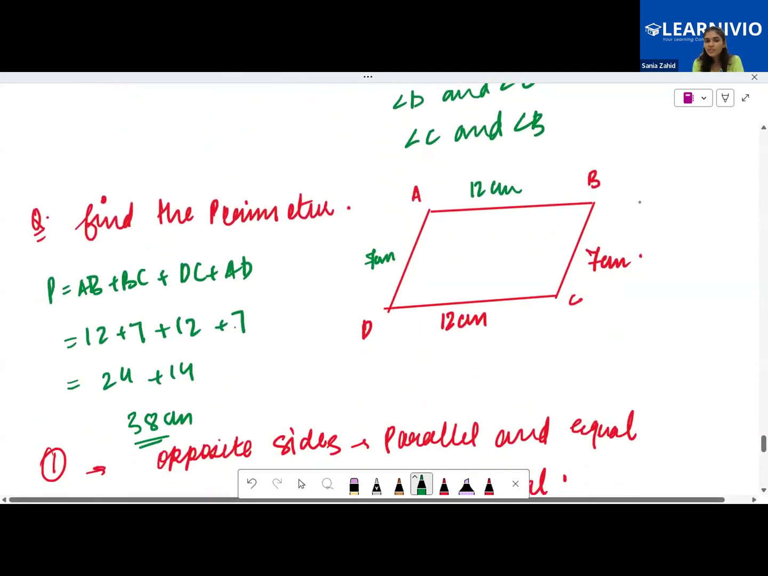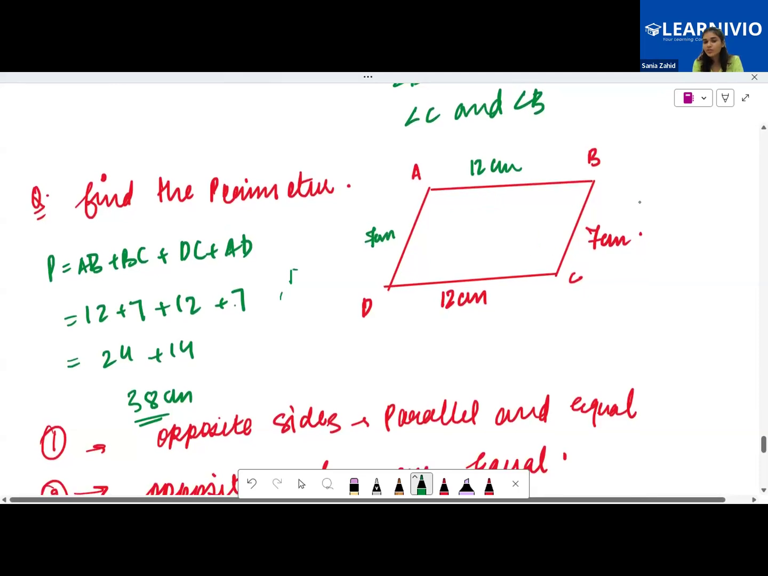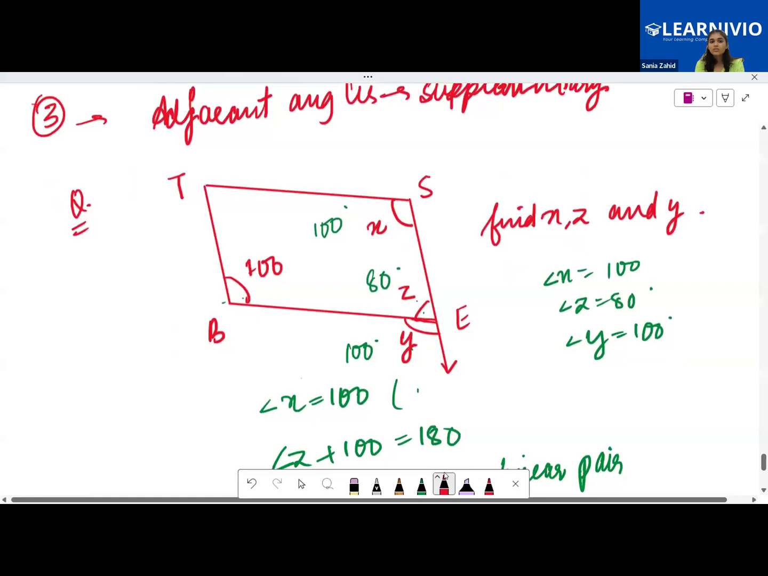Then we did one question which says that you have to find the perimeter of this figure. I gave you this question. Only this was given to us. Now, Amar, tell me, if DC is 12 centimeter, what will AB be? 12 centimeter. Yes, it will be 12 only because opposite sides are equal and parallel. If BC is 7 centimeter, what will AD be? 7 centimeter. So you can add all of them and find the perimeter very easily. These are the points that I've written.